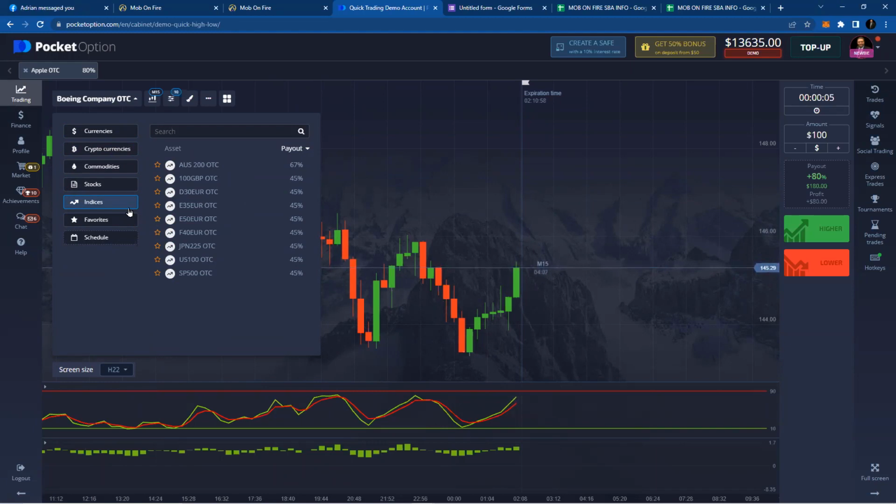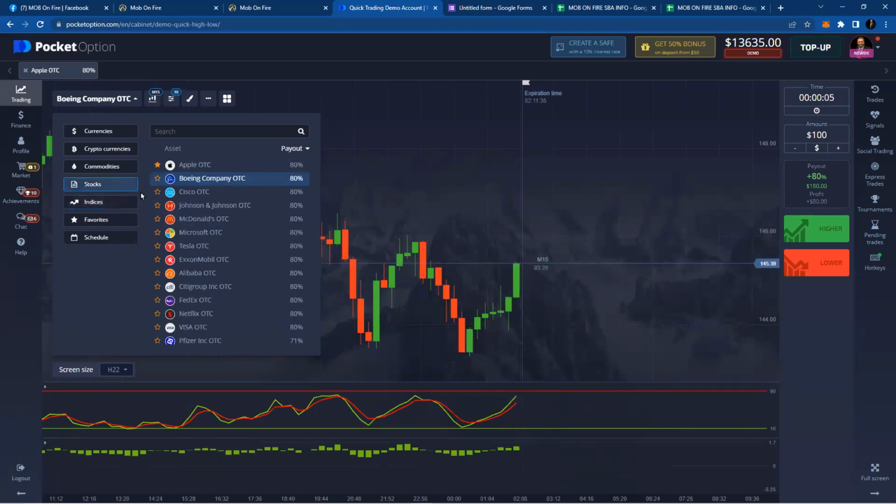However, me personally, as a rule, I do not trade anything that is under 70% payout because I don't consider it worth my risk. So that's why I don't do any of the indices, because the payouts, this is as good as it gets, 67%. The risk involved, especially with an index that moves quickly, like the US 100 or the SP 500, they move so quick that the risk involved for the payout is not worth it.